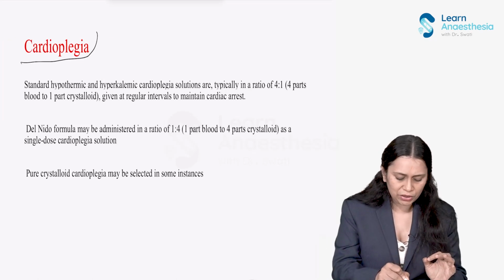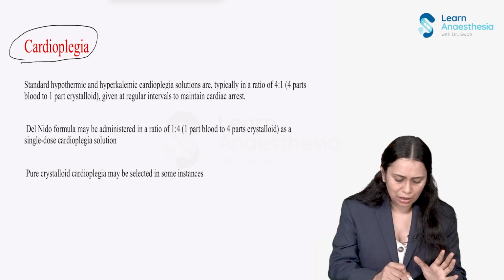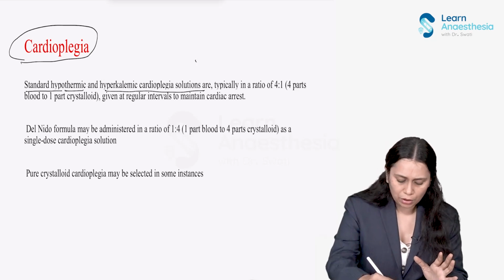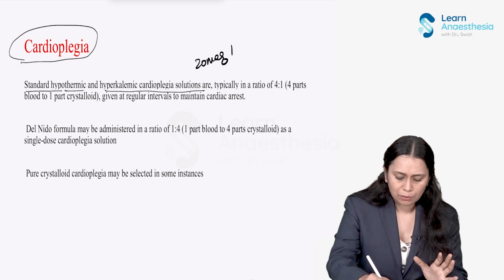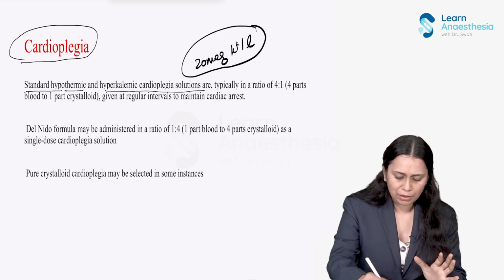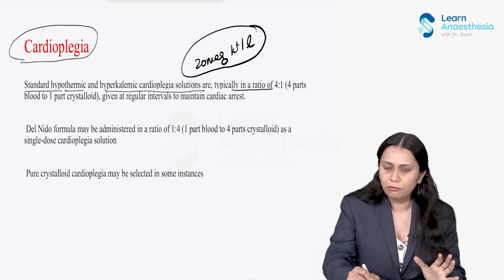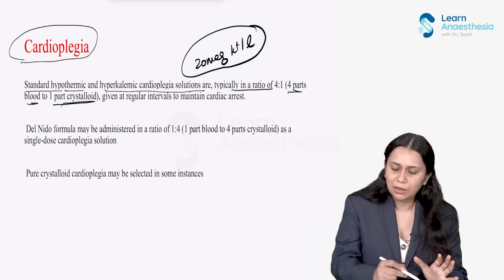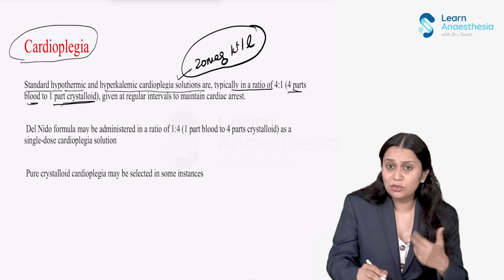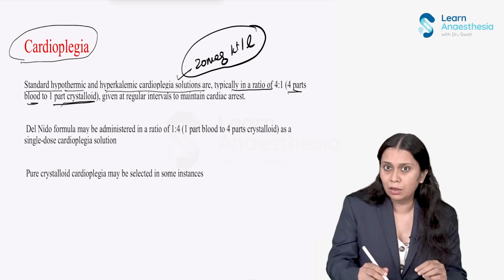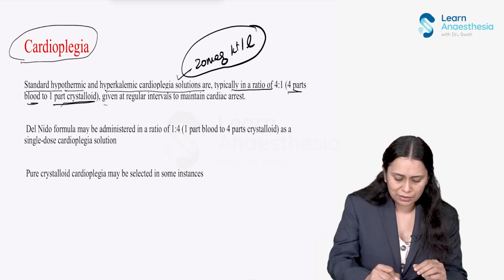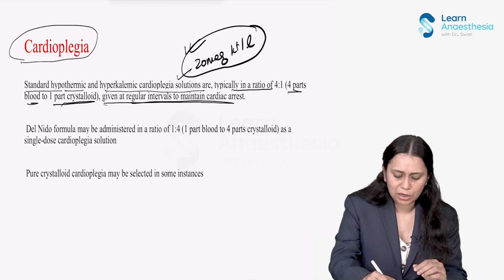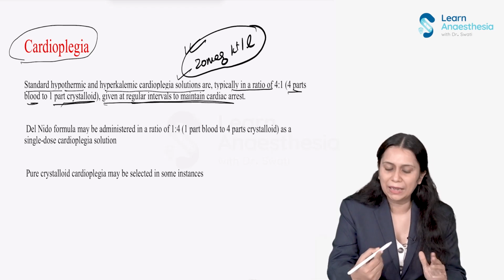So the cardioplegic solution which we use, the standard cardioplegic solution is hypothermic, hyperkalemic cardioplegic solution with 20 milliequivalents potassium per liter, right? In the ratio 4:1, 4 parts of blood and 1 part of crystalloid, right? So that's why there is so much hemodilution during CPB. This is given at regular interval to maintain the cardiac arrest. So this is the cardioplegic solution, hypothermic, hyperkalemic solution.